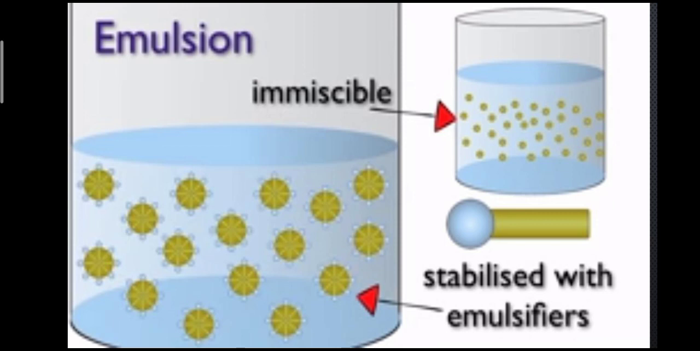Let's recap. An emulsion is a mixture of two substances that are immiscible with one another. These emulsions can be stabilized by adding emulsifiers. I hope you all understood.